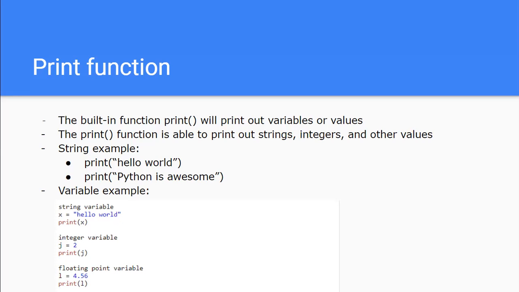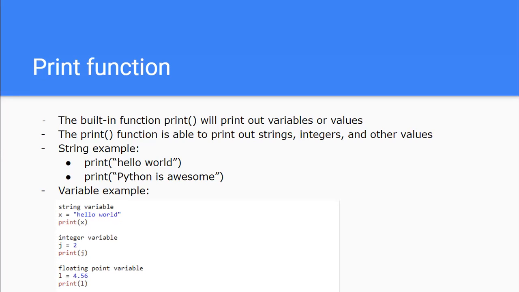So if you want to print out a string, it'll be print, you'll put the parentheses, the quotation marks, and whatever string you want. If it's an integer, you would simply put print and then the parentheses, and inside the parentheses, you would put whatever integer you want. And that's the same with floating points. You would simply put print, the parentheses, and inside the parentheses, the floating point number that you want.